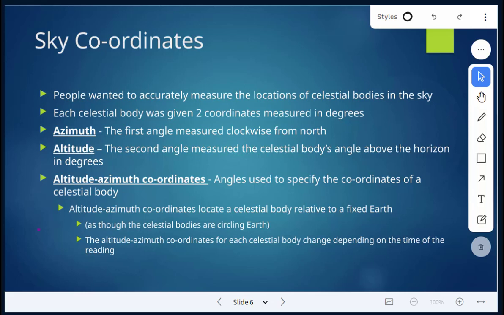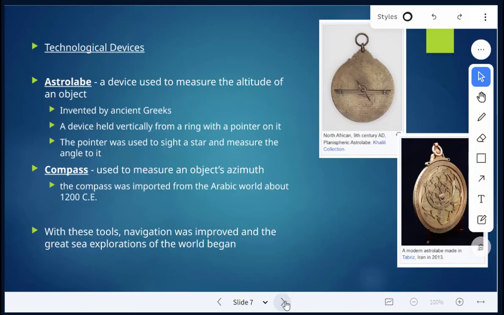And these coordinates for each celestial body, they do change depending on the time of the reading. So technological devices: astrolabe. This was a device used to measure the altitude of an object. It was invented by ancient Greeks. It's held vertically from a ring with a pointer on it. And then the pointer was used to sight a star and then measure the angle to it.